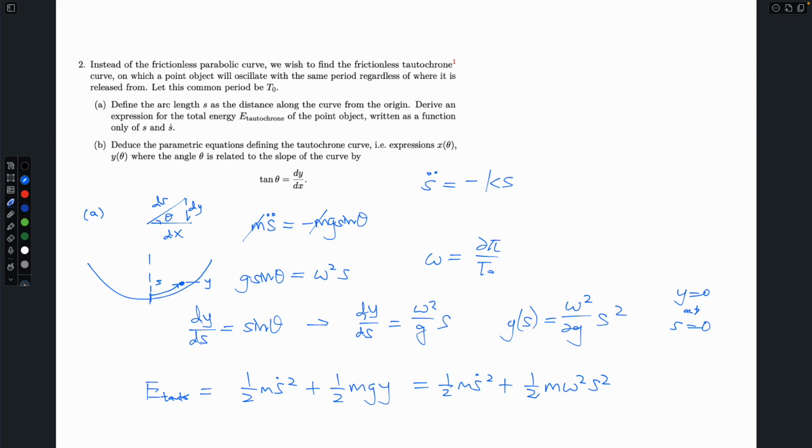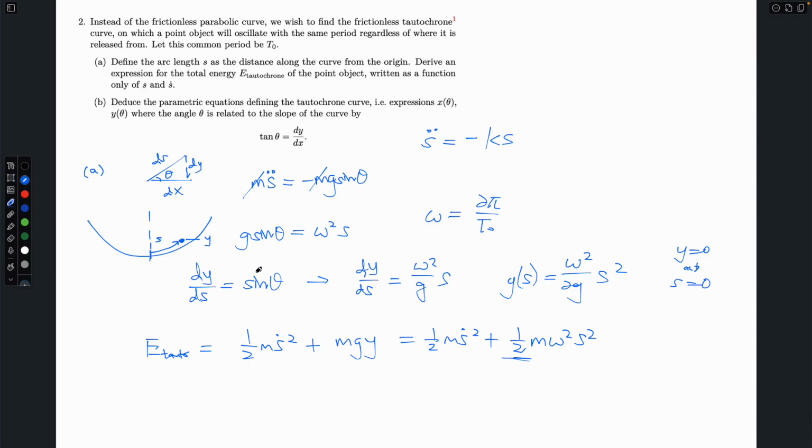Why is it half mg? Wait, yeah, it's not half mgy. The half is supposed to be on the other side. Sorry. The half is supposed to appear here because you have a factor of 2 under. I wrote it wrongly. So this is just the answer for the first part, where omega is 2 pi over t naught. You can do the substitution you want.